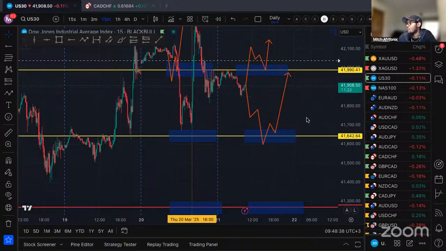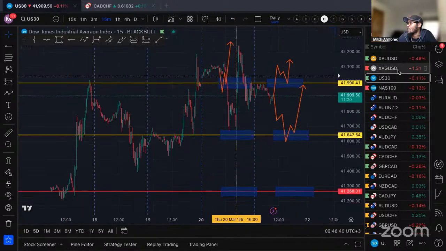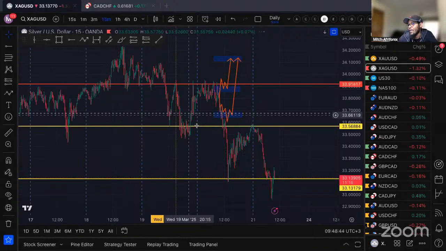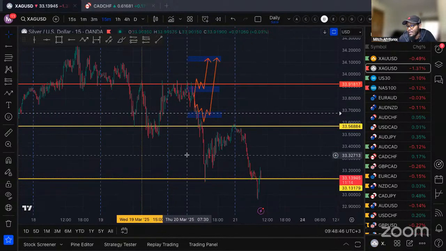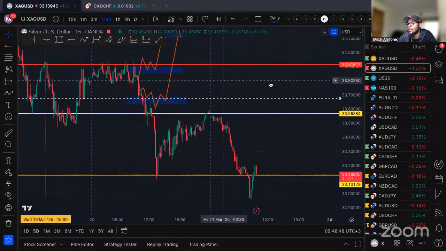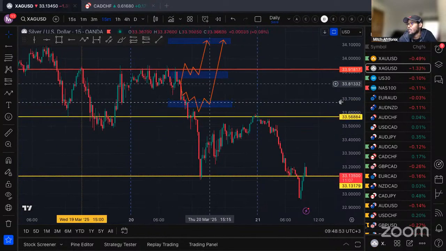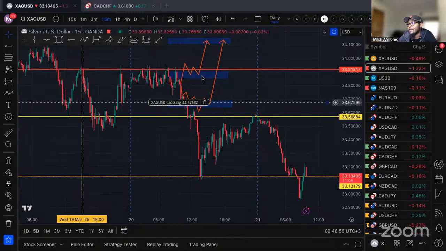So I hope the game plan is clear on what we're looking at doing on the indices. As we move on to the next pair we do have, which is silver. Yesterday on silver, our bias was to look for buying opportunities, and you can see the areas that John had pointed out.